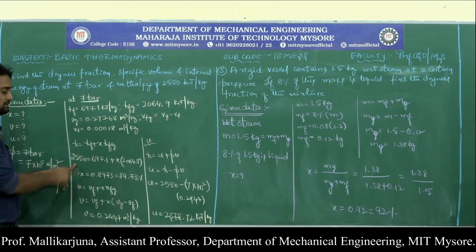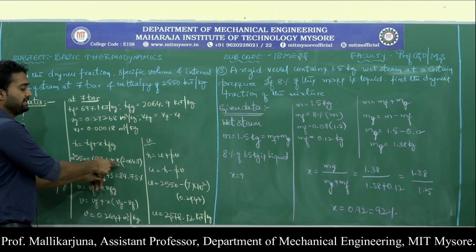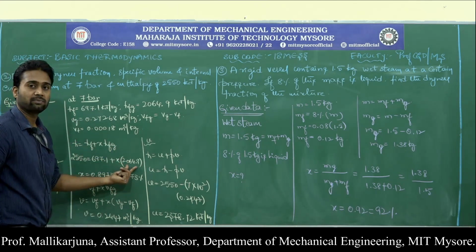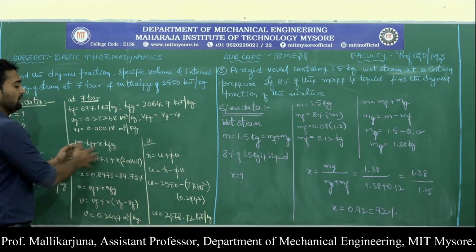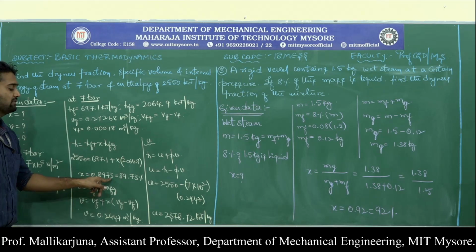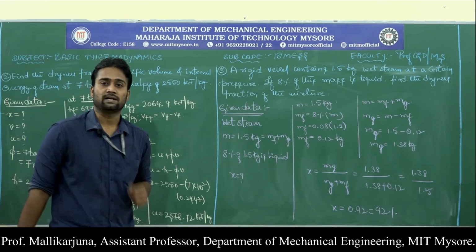Let me look at the values. h they have given 2550, hf at 7 bar I have extracted, plus x I am not aware of, hfg at 7 bar I have extracted from the data handbook. Now if I solve this equation, x turns out to be 0.8973, which is equal to 89.73 percent.